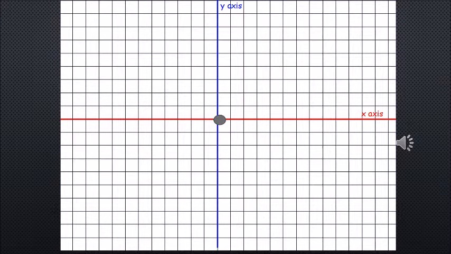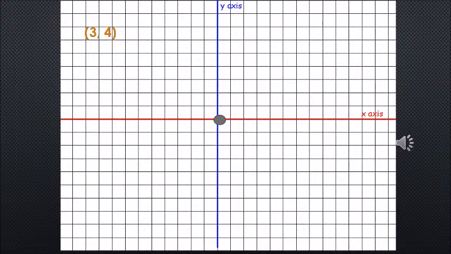As a quick review, we will plot the point 3, 4 together. The first number in the ordered pair represents the x. If it's positive from the origin, you're going to move to the right. If it's negative from the origin, you'd move to the left. Positive 3 will move 3 units to the right.